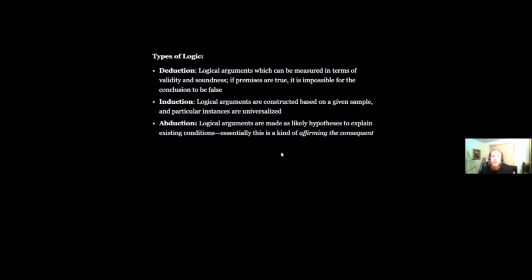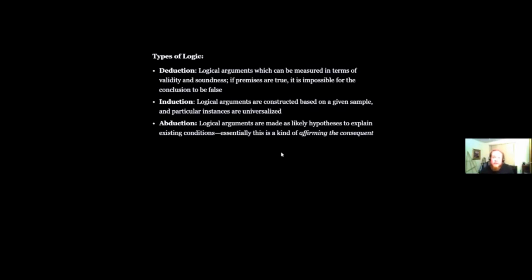So one example of this would be polling data. When people interview people and say, who's going to vote for whom, and then we say, okay, 90% of the people we interviewed say they're going to vote for this person. We can say, oh, this is the likelihood or the probability of this happening. Okay, so that's inductive logic, where we're making probabilistic generalizations based on samples that we have.